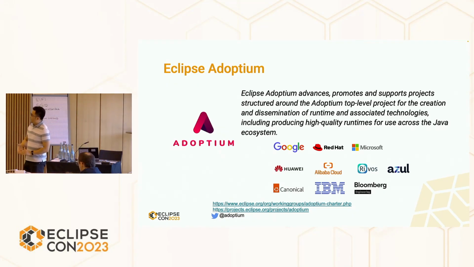So first, about Eclipse Adoptium. How many of you know about Adoptium? Wow, a lot of people. Adoptium is an open source project. We advance, promote, and support projects structured around the Adoptium top level projects for the creation and dissemination of runtime and associated technologies, including producing higher quality runtimes for use across the Java ecosystem. You can see that there are a lot of companies included in this project. We have IBM, Red Hat, Google, Microsoft, Huawei, and many other companies.